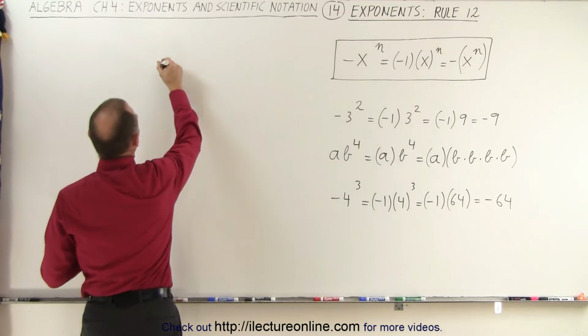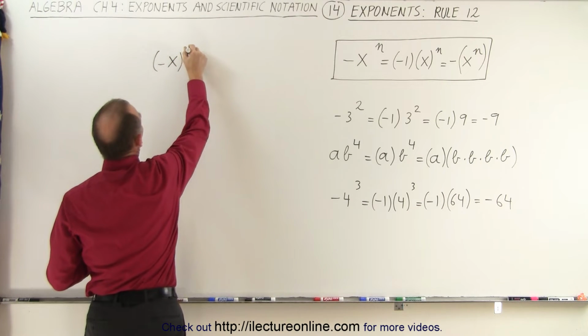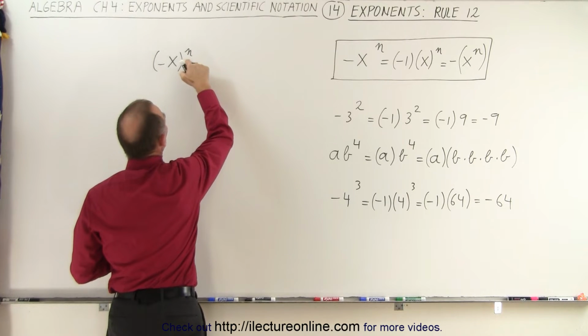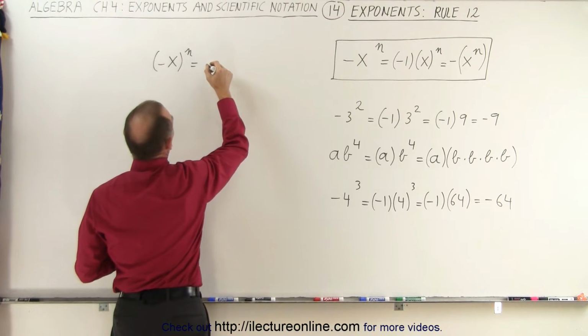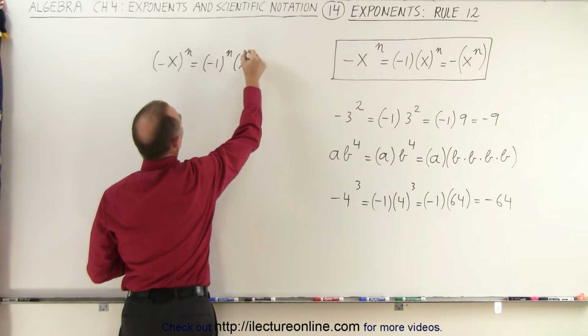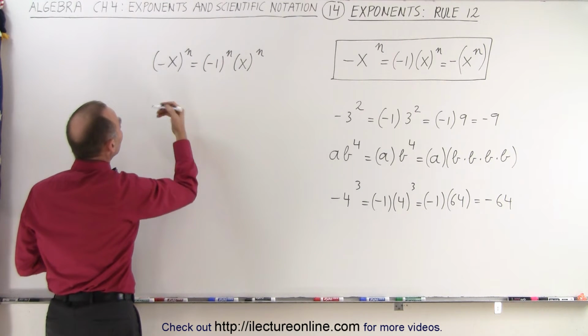As opposed to when you write negative x raised to the n power like this, that means that the negative is also affected by the exponent. So we can write -1 raised to the n power times x raised to the n power. If n is an even number, then it negates the negative sign.